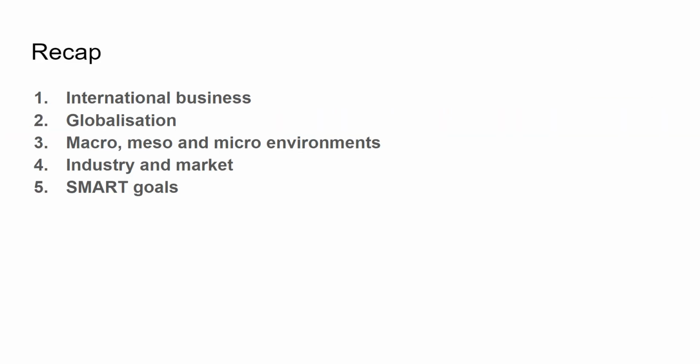Now, for a recap. First, we started off by learning what international business is, and we established that international business is a trade of goods, services, and technology across national borders at a global or transnational scale. And examples of international businesses include McDonald's and Apple.